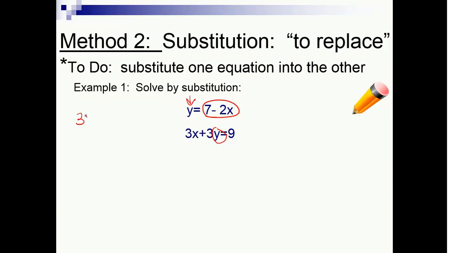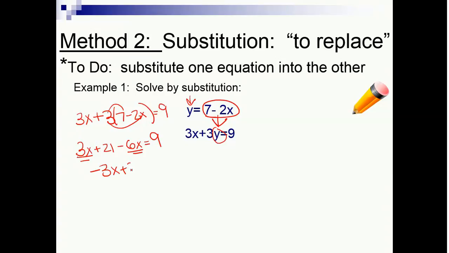So I'm going to have 3x plus 3, oh, I hit y. Y, I know, is 7 minus 2x, but it's still equal to 9. So basically I took that and plugged it in for y. Let's solve for x. I'm going to distribute that 3 in. I get 3x plus 21 minus 6x equals 9. Combine some like terms here. 3x minus 6x is negative 3x.